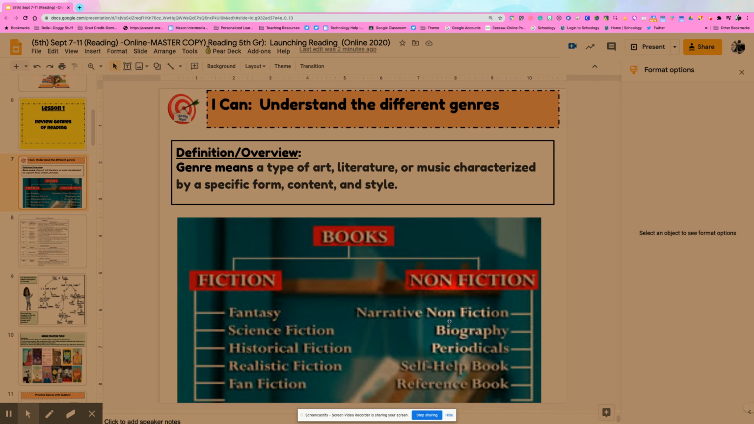For nonfiction, we have narrative nonfiction. Narrative means it's told like in a story form, but it is still all true. So it's narrative nonfiction. We have biographies about people's lives written by someone else. Periodicals are like articles in magazines, self help books, and reference books like encyclopedias.